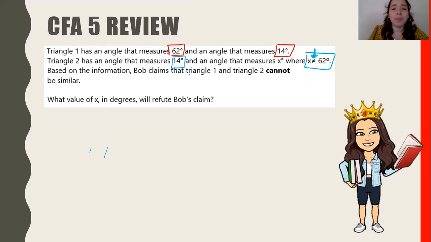Bob claims that triangle 1 and triangle 2 cannot be similar. So he says they can't.